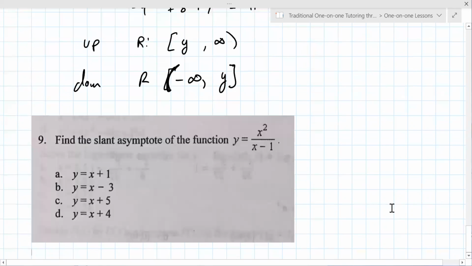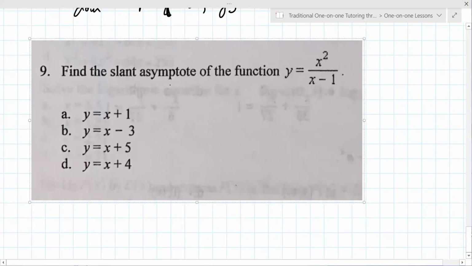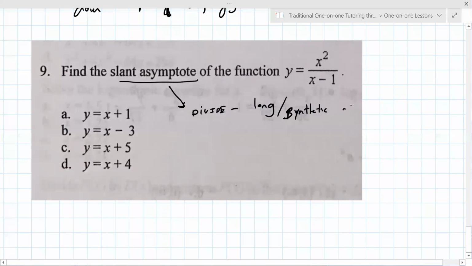Find the slant asymptote of the function y equals x squared over x minus 1. So they're telling you they want this, but what that really means is you need to divide. And there's two ways you can divide. You can do long division, or you can use synthetic division. All right, so do you know what you're dividing by? Did you say they're dividing by x minus 1?